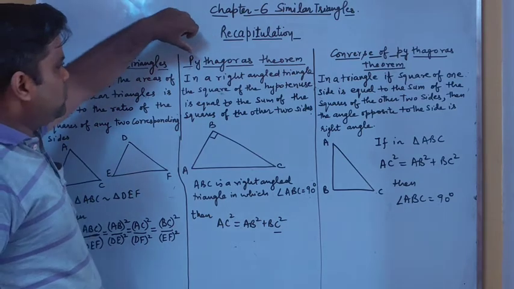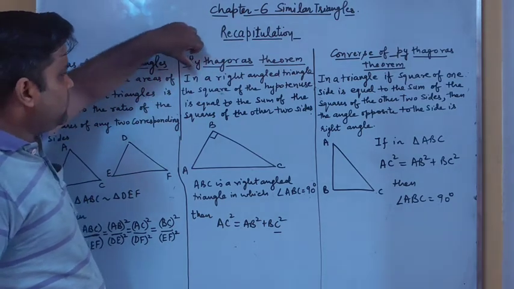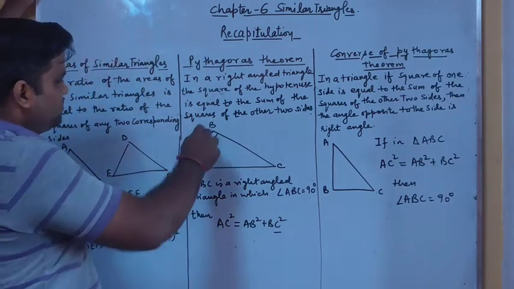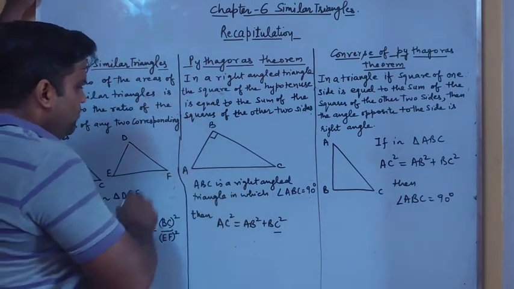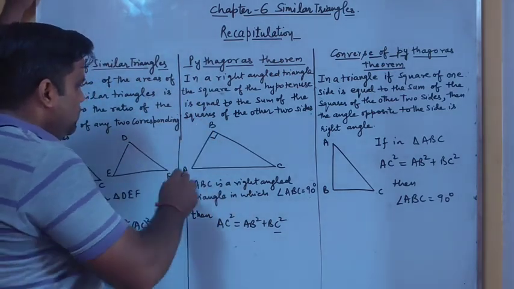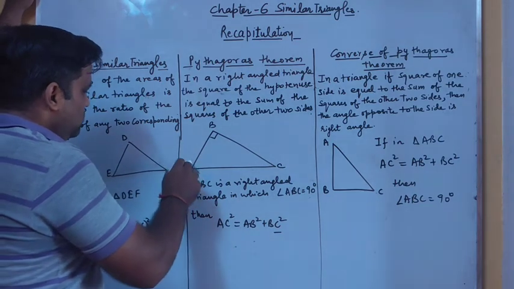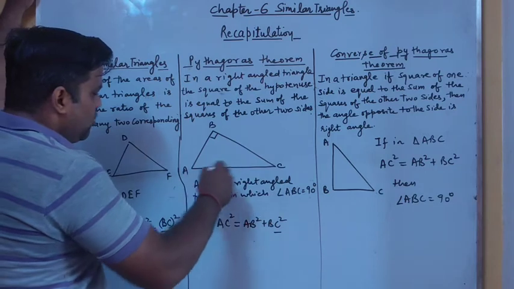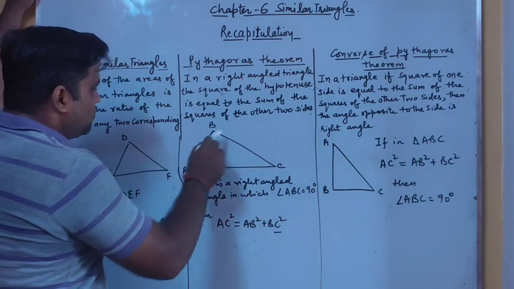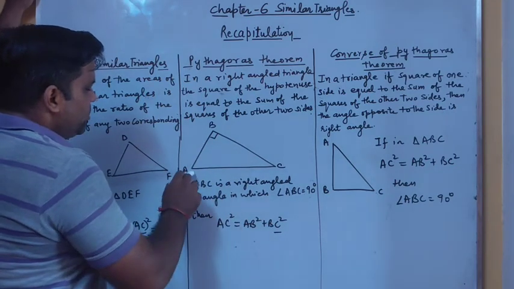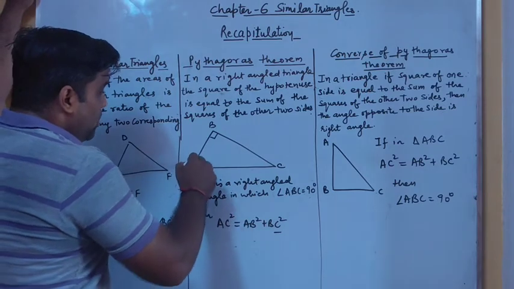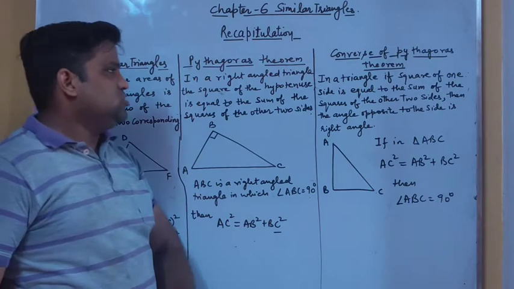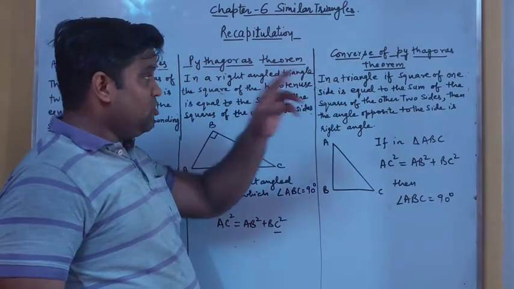Now let us come to the Pythagoras theorem. In a right angle triangle, the square of the hypotenuse is equal to the sum of the squares of the other two sides. It means that we have a triangle ABC which is right angled at B. According to this theorem, AC is the hypotenuse, so the square of the hypotenuse is equal to the sum of the squares of the other two sides. It means that AC square is equal to AB square plus BC square, which is the actual meaning of the Pythagoras theorem.